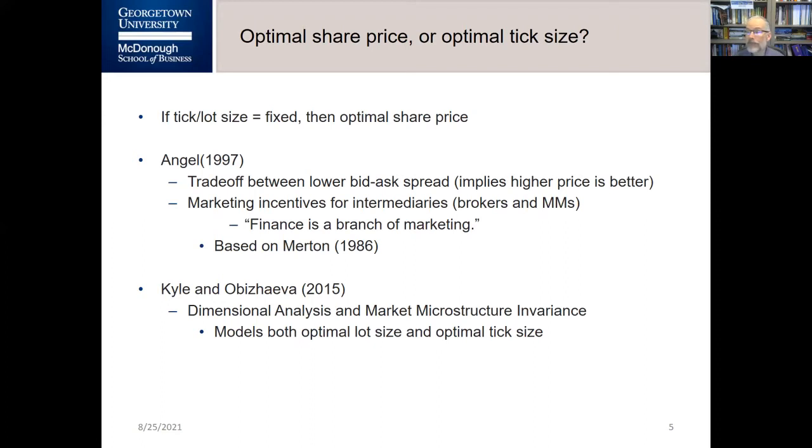Now, let me go a little bit into the history of this literature. If you assume that the tick size and the lot size are fixed, then it just becomes a question for the issuer of what's the optimal share price. Now, back in my 1997 JF article, I came up with a kind of a stupid toy model in which I basically said, hey, there's a trade-off. Again, higher price means lower bid-ask spread, but I viewed it from a marketing perspective because, as all practitioners know, in the real world, finance is a branch of marketing.